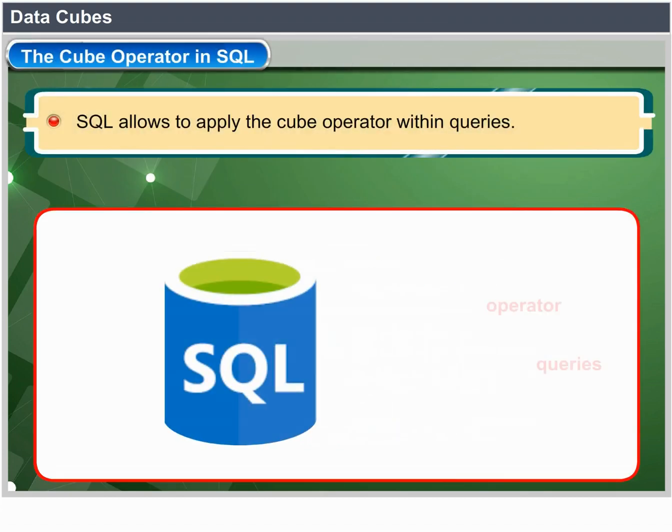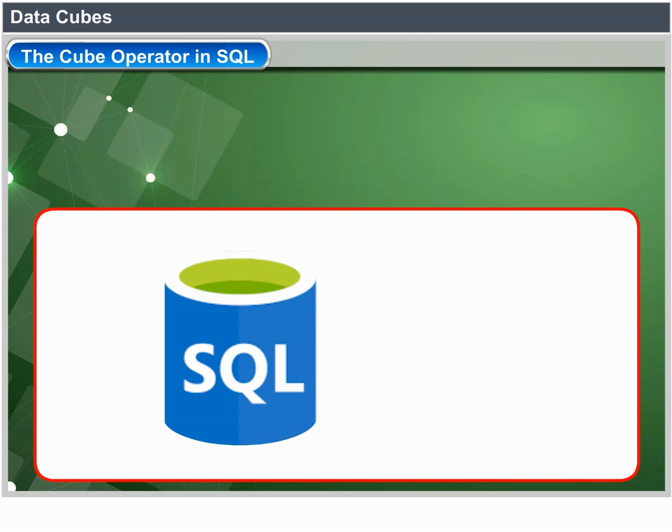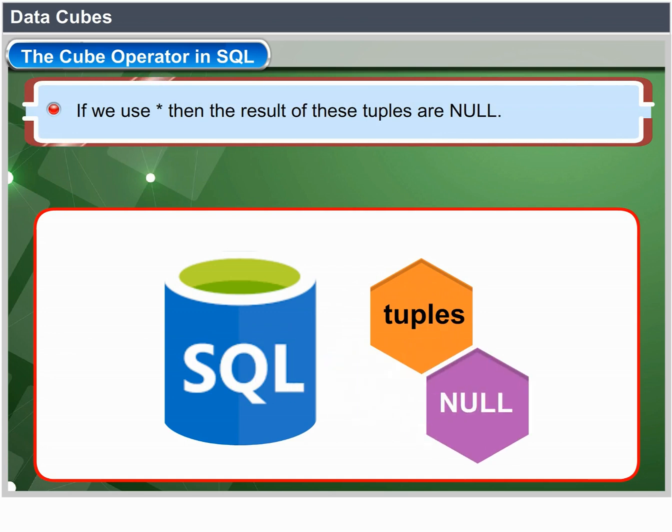The cube operator in SQL. SQL gives us a way to apply the cube operator within queries. If we add the term WITH CUBE to a GROUP BY clause, then we get not only the tuple for each group but also the tuples that represent aggregation along one or more of the dimensions along which we have grouped. These tuples appear in the result with NULL where we have used star.